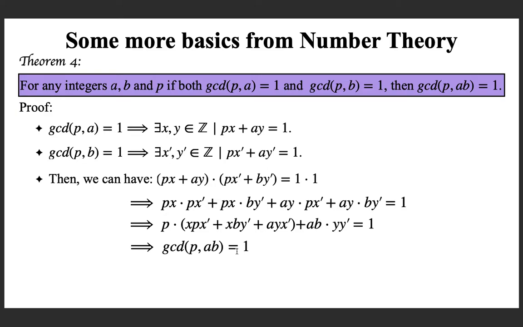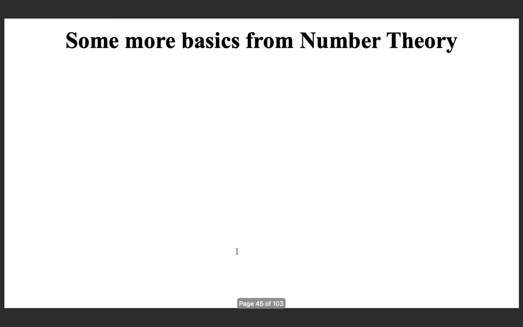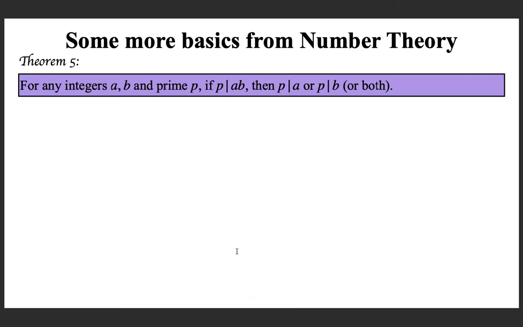For the interest of time, I am proceeding to the next. And if you are not able to fully understand, please watch it again. Now the next theorem tells us that for any two integers a, b and a prime number p, if the prime divides the product of a and b, then either p divides a or p divides b or p divides both a and b. We are going to prove it by applying the method of contradiction.